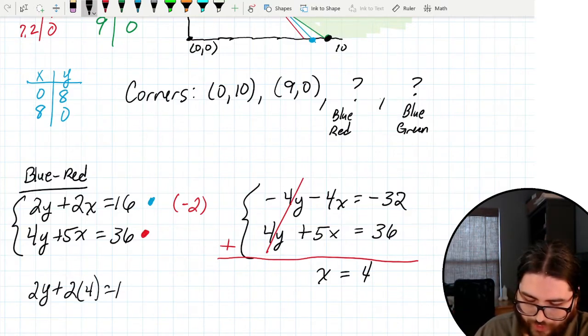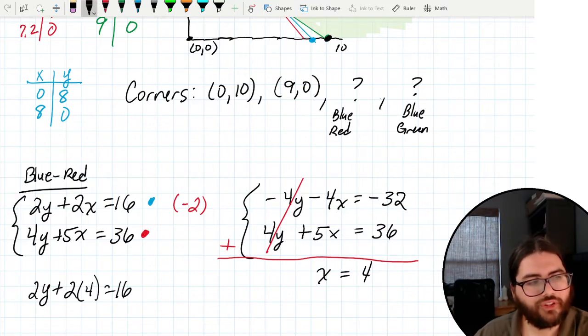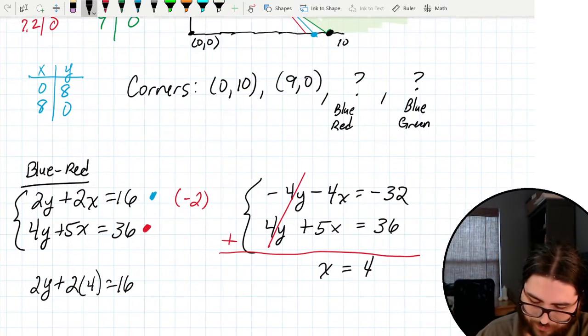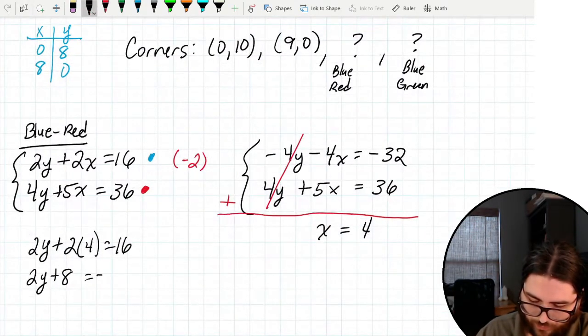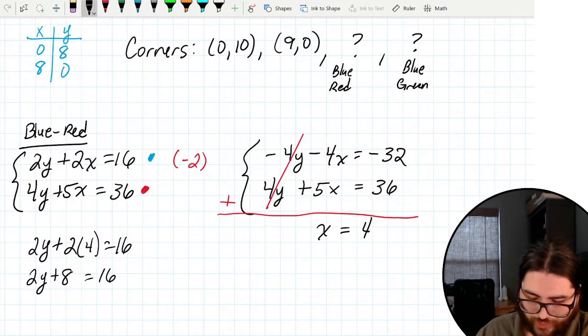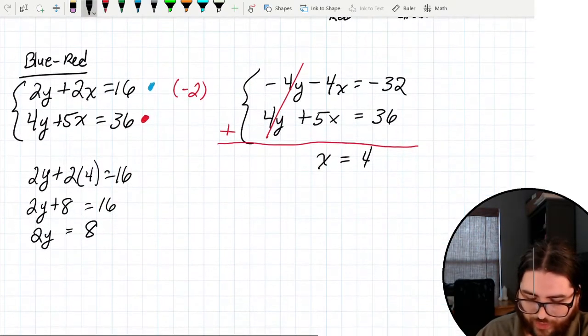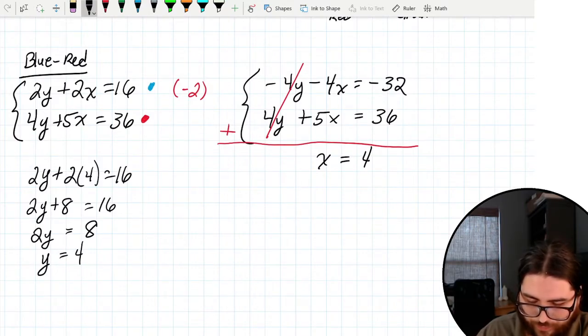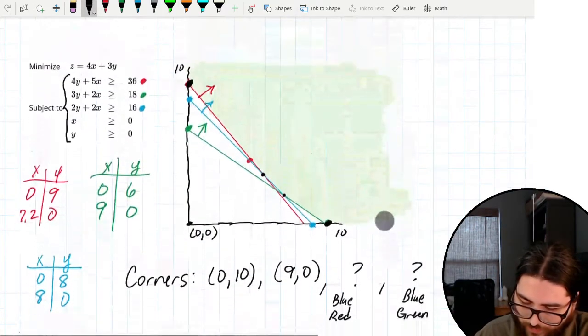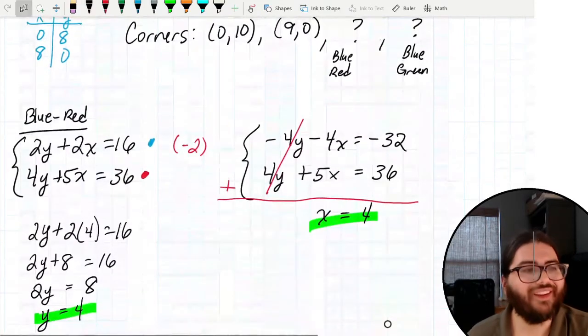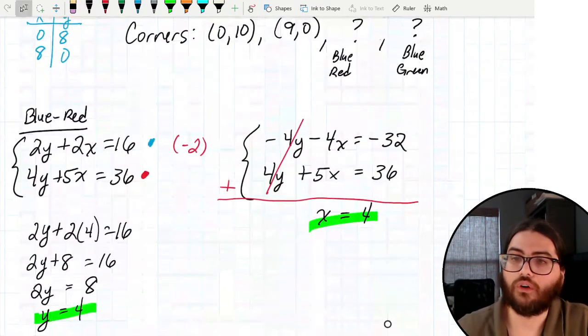I can plug that back in anywhere. This equation looks simple enough. 16. Subtract 8. And then divide by 2. So it looks like this intersection point is at x equals 4, y equals 4. Sorry, I'll pause there for a moment. X equals 4, y equals 4.